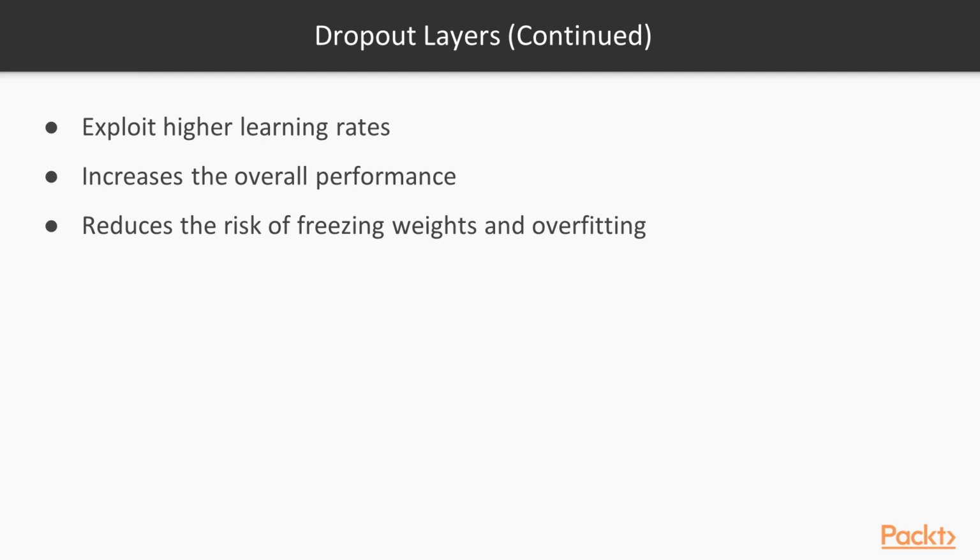Dropout networks can exploit higher learning rates, moving in different directions on the loss surface and excluding all the error surface areas that don't lead to a consistent optimization. Dropout is very useful in very big models, where it increases the overall performance and reduces the risk of freezing some weights and overfitting the model.